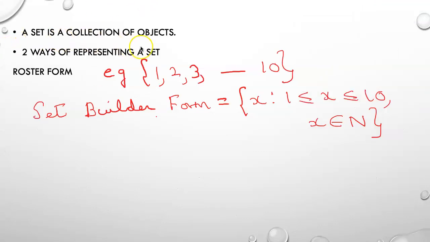A set is a collection of objects. There are two ways of representing a set. The roster form, where we actually list down the elements, for example all the elements 1, 2 up to 10, or the set builder form, where we write it in the form X. So X is the set of all elements such that X lies between 1 and 10, X is a natural number.